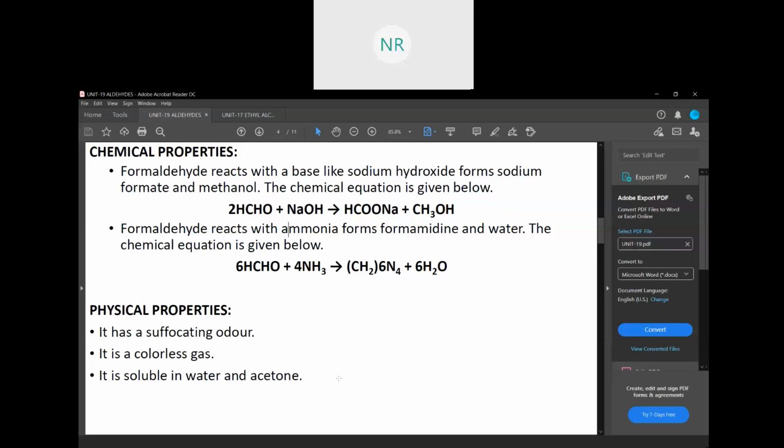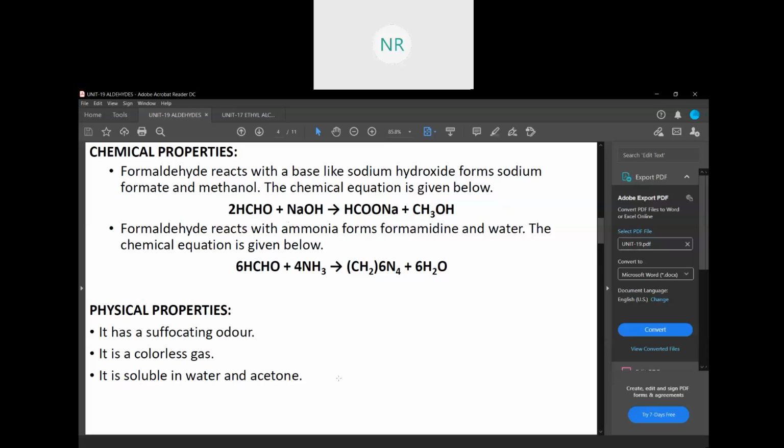So HCHO plus ammonia gives (CH2)6N4. Okay, (CH2) 6 times N4, so that is your formamidine. Okay, so what are the physical properties of formaldehyde?